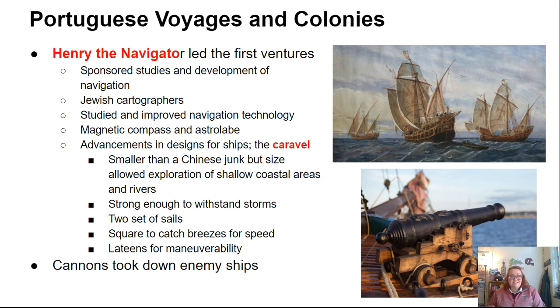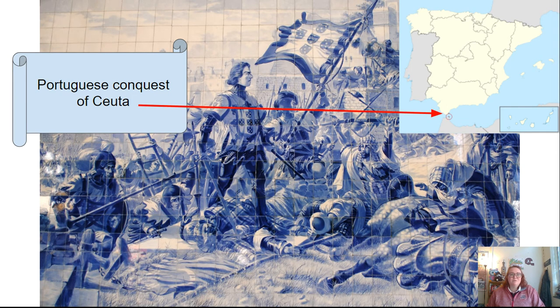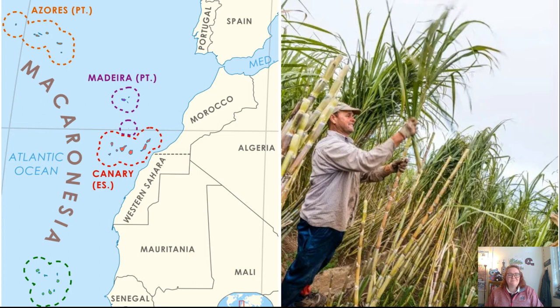So it was smaller than the Chinese junk, but the size allowed exploration of shallow coastal areas. And they were also strong enough to withstand terrible storms. And there were two sets of sails. The square was able to catch the breeze for speed, but the lateens made the ship more maneuverable. And then you had cannons that were able to take down enemy ships. So they not only made these huge ships for exploration, but they also made huge ships as precursors to the battleships.